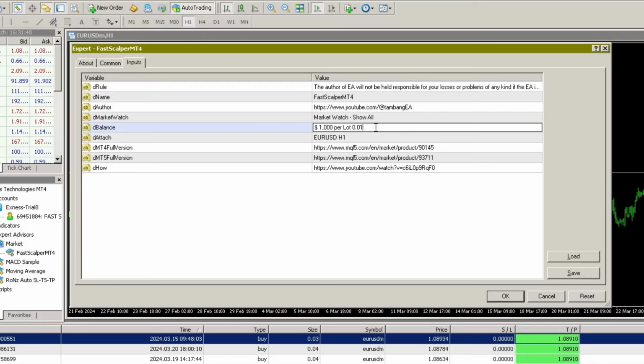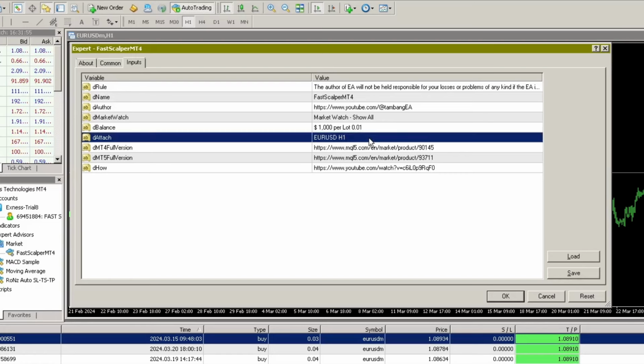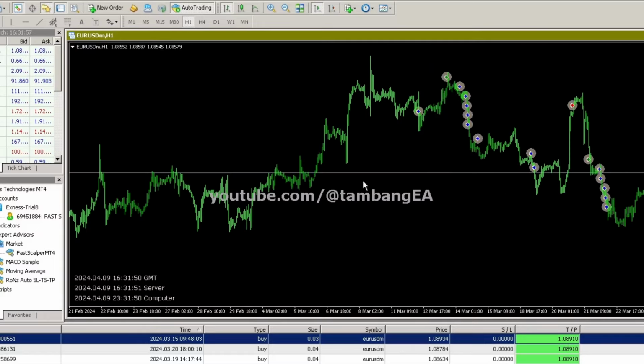Okay, this is part 5 of the discussion of the Fast Scalper Forward Test. The resulting profit growth tends to be slow, but the drawdown results are also low, only around 4%. This expert advisor is suitable for users who are conservative in trading to minimize risk. Make sure to use capital of $1,000.